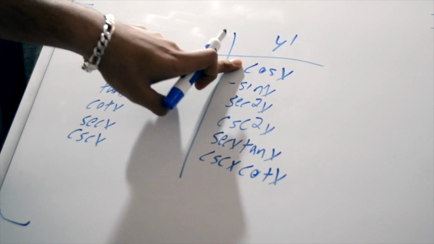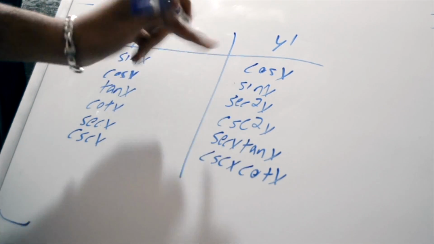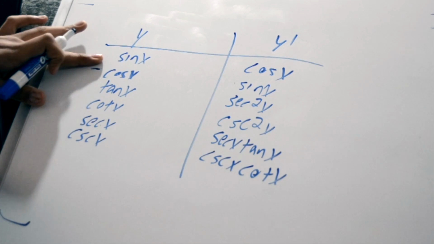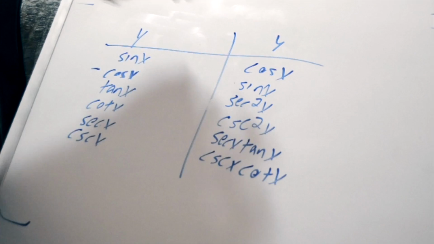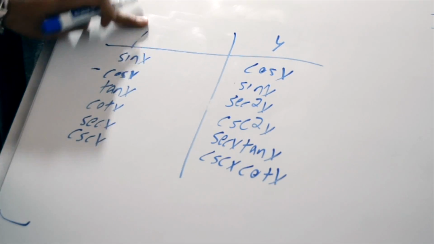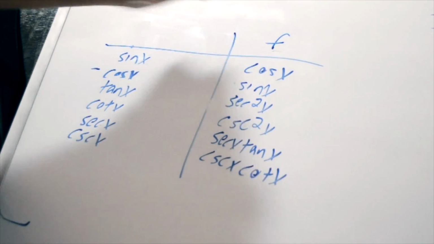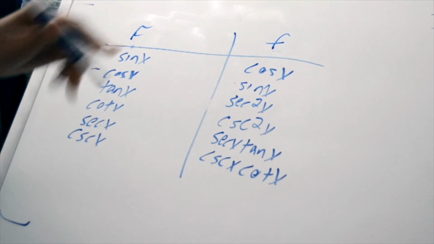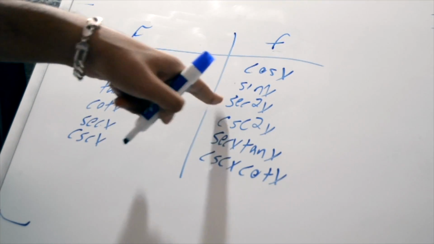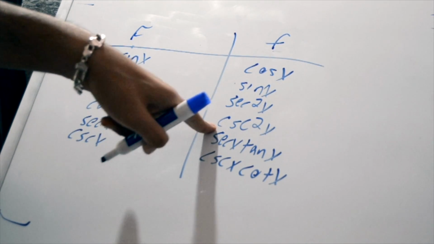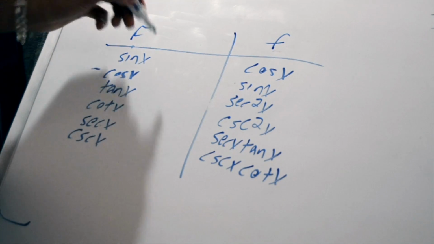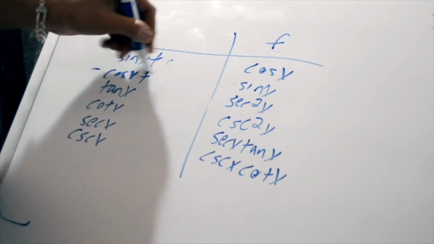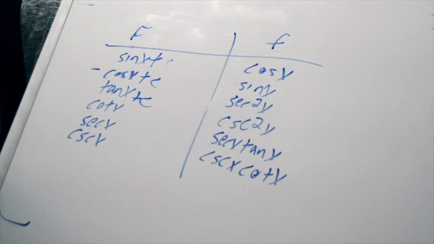So if you integrate cosine x, you're going to get sine x. If you integrate sine x, you're going to get negative cosine x. If we call this f and we call that capital F, if we integrate secant squared x, we get tangent x. If you integrate cosecant squared x, you get negative cotangent x. And of course plus c for all of them since they're indefinite integrals. Alright? That's how you integrate and differentiate trig functions.